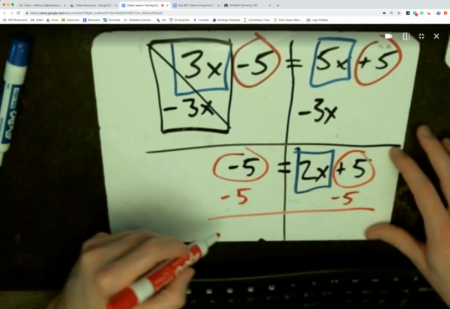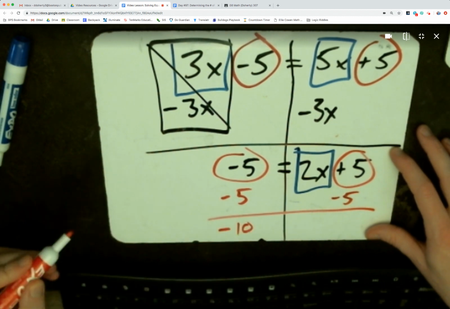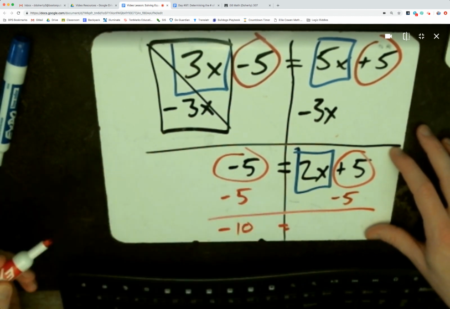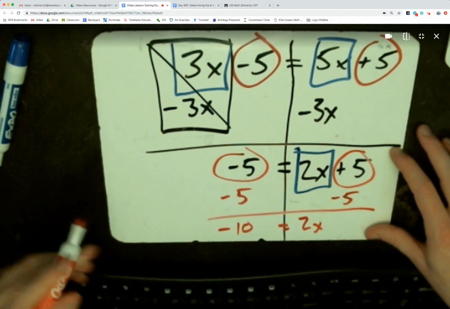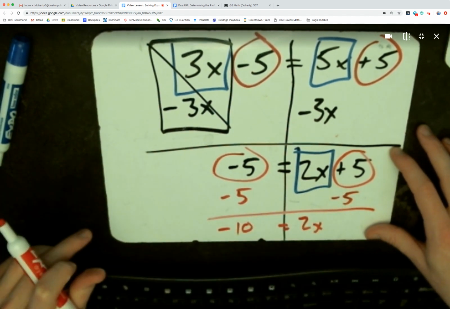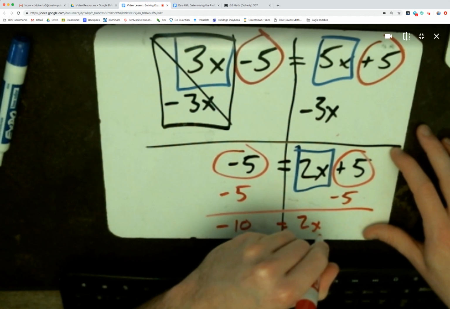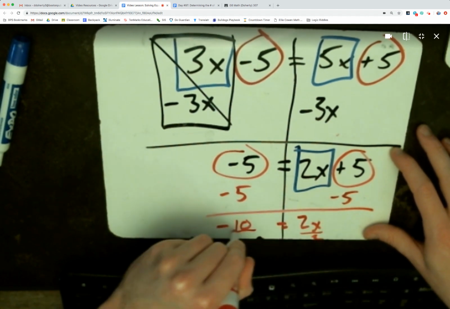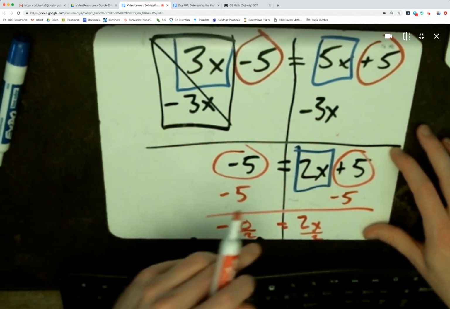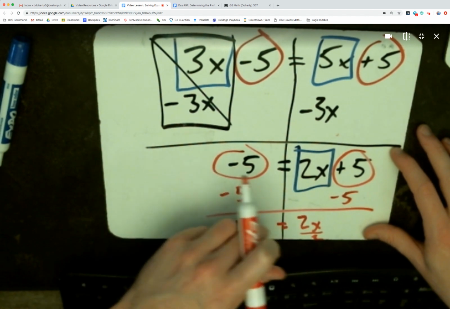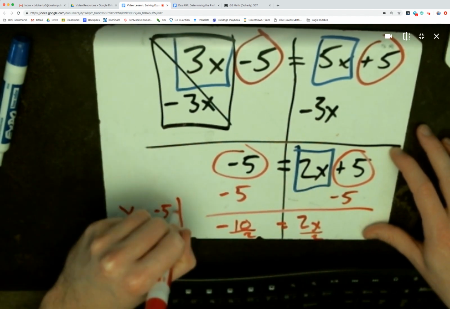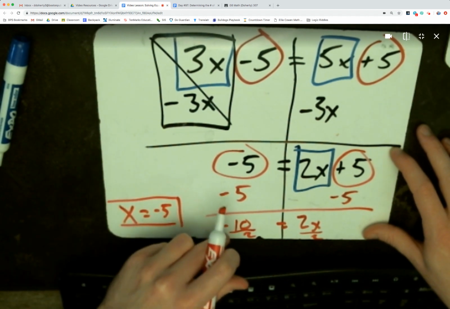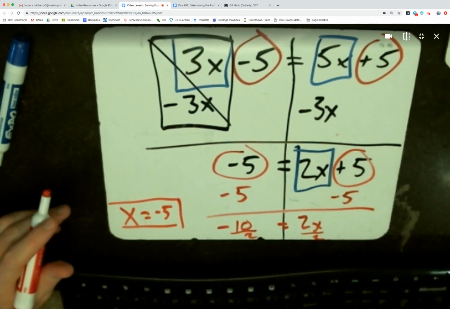Negative 5 minus 5 more gives us negative 10, and that's still equal to 2x. At that point, we'd divide both sides of the equation by 2. Division would be the inverse operation of multiplying by 2. But a lot of you might have known 5 times 2 would give us 10, so x is really going to just be negative 5 here. And we can see that from the inverse operation here, negative 10 divided by 2.